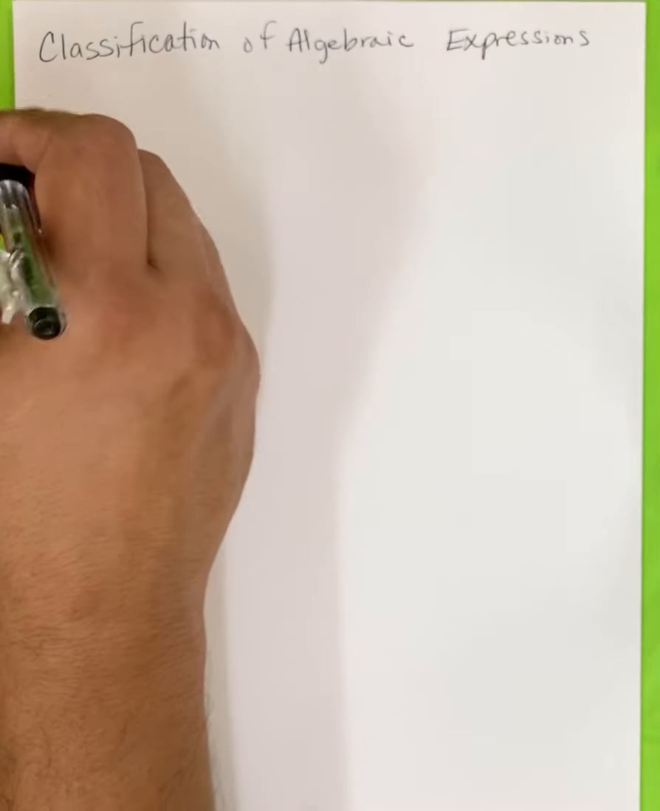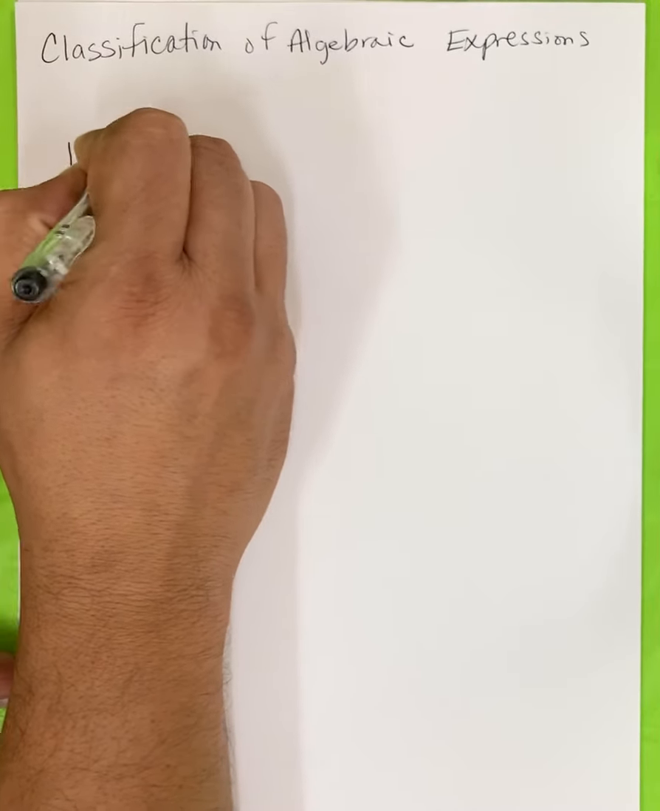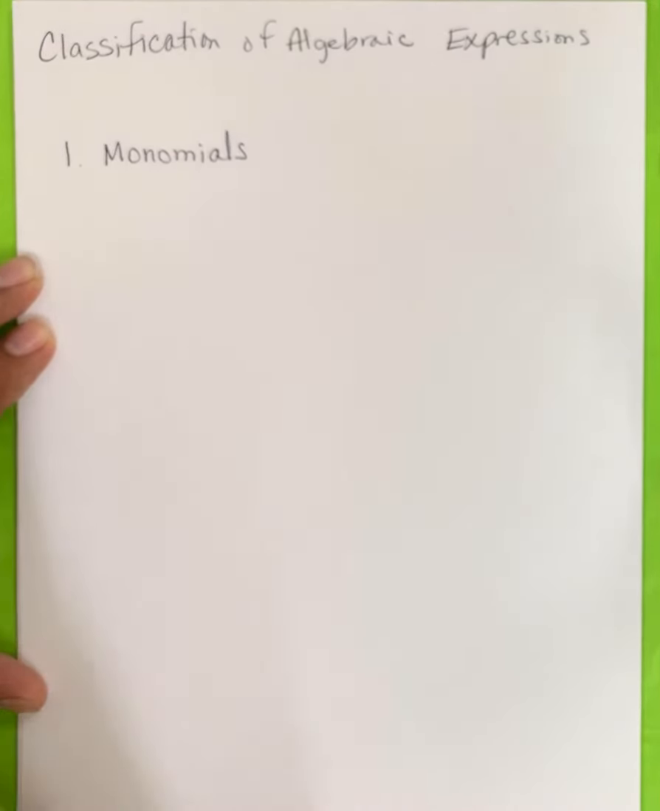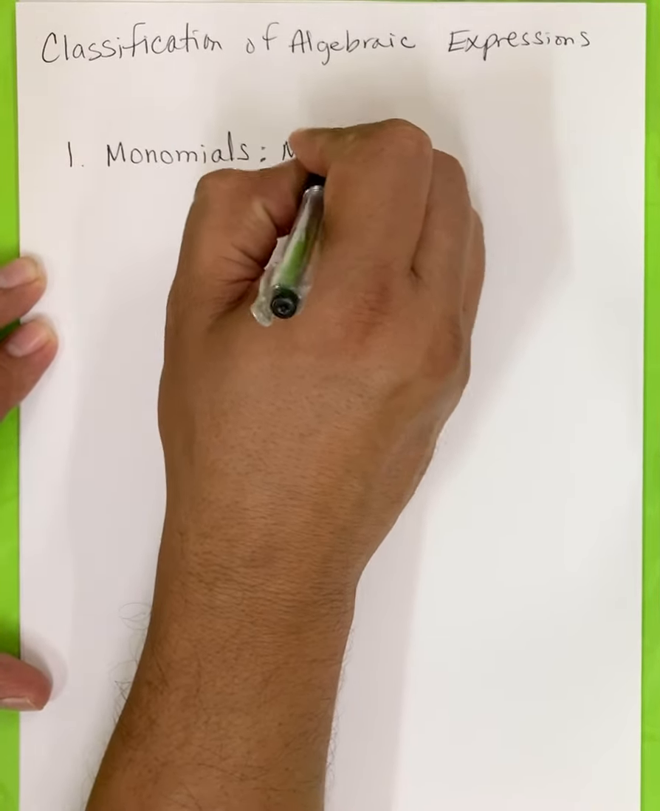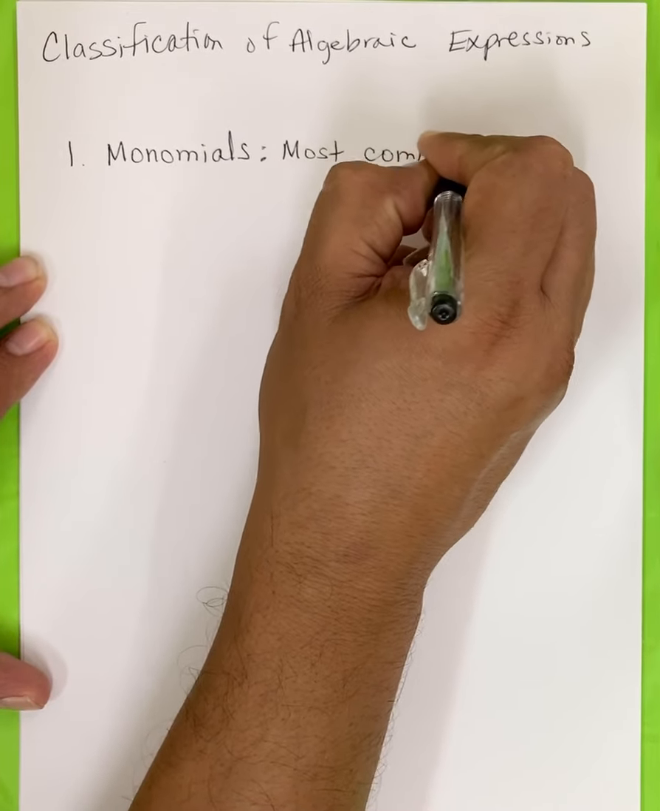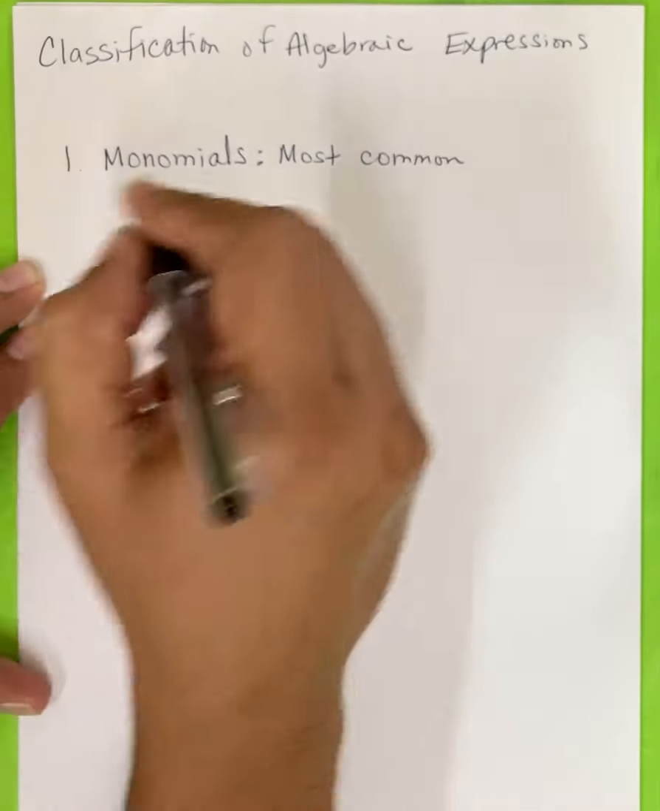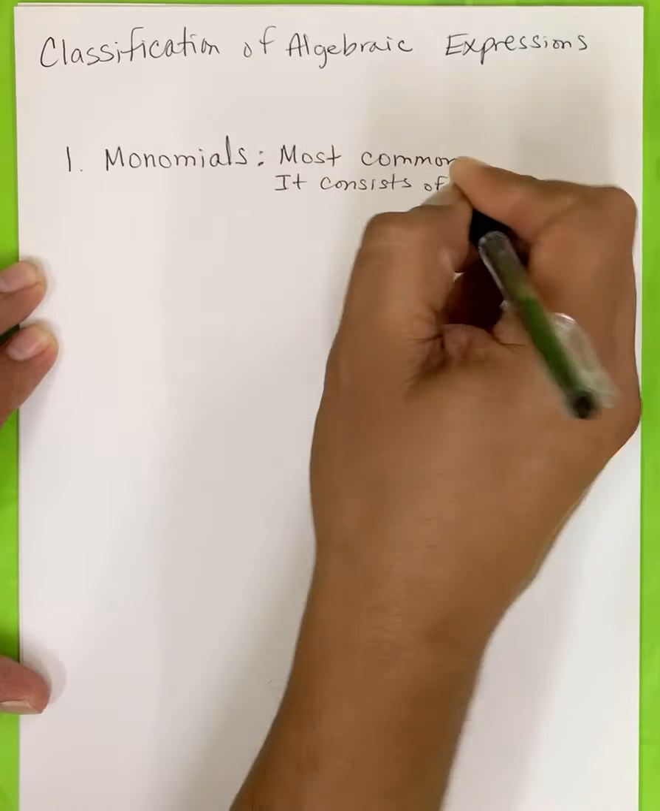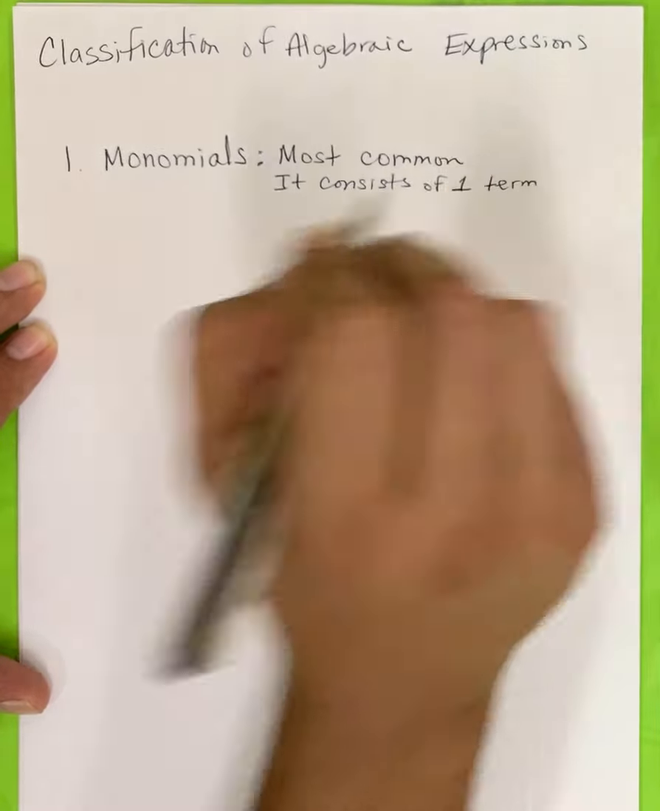The number one algebraic expression that I'm going to be talking about is monomials. Monomials, okay? Number one. This is the most common algebraic expression, and it consists of one term or expression.